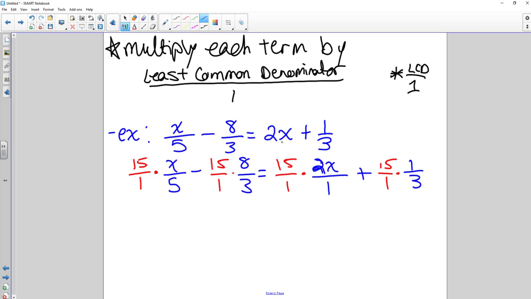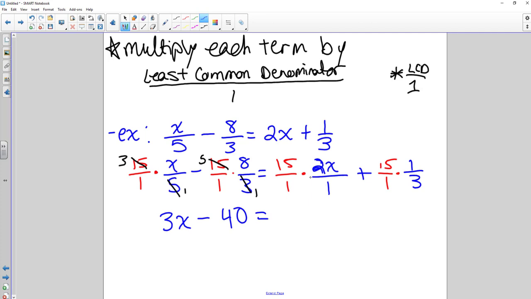Okay, so now let's look at what happens. What is going to happen when I multiply? Remember, multiplying fractions like this, I can do some reducing. 15 and 5, I'd be down to 3 and 1. So I'm left with 3 times x is 3x. Or instead of reducing, I could have done 15 times x divided by 5. 15 divided by 5 is 3. Same thing here. I could do 15 times 8 divided by 3, or do some reducing down to 5 and 1. So 5 times 8 is 40.